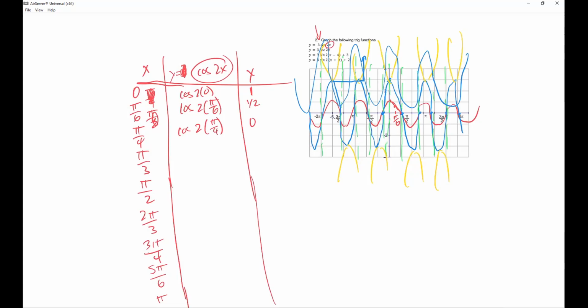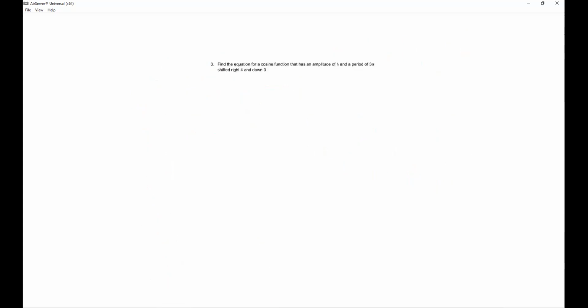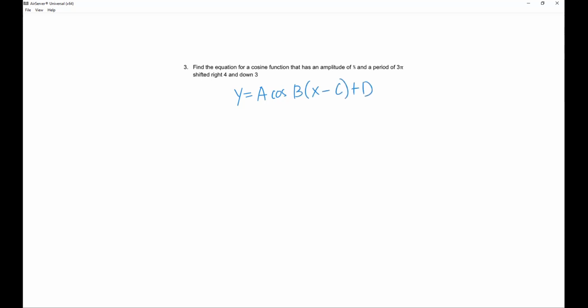All right, next thing is, okay, find the equation of the cosine function that has an amplitude. So this is pretty straightforward for most of you guys, because you know that y is equal to a cosine bx minus c plus d. And if you guys understand, this whole semester, we've just been dealing with transformations. A lot of it is we've looked at different functions, and then we're focusing on different transformations.